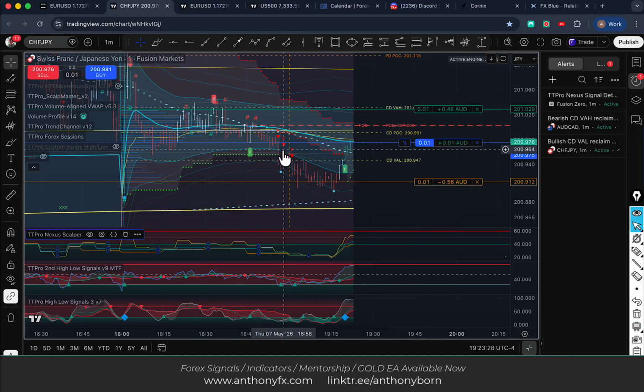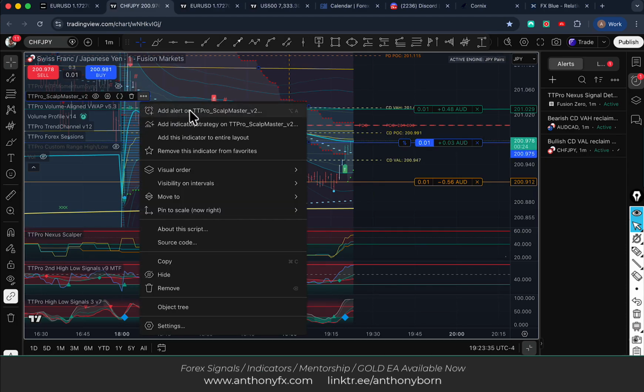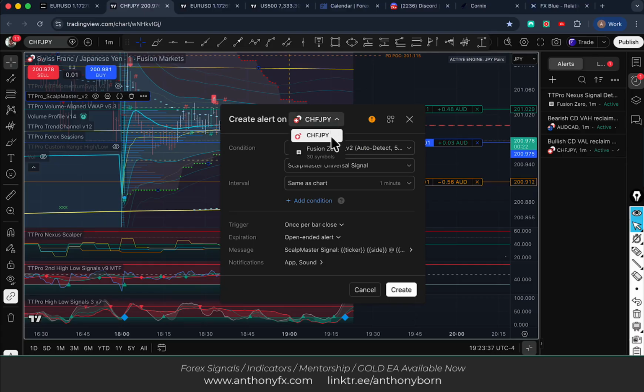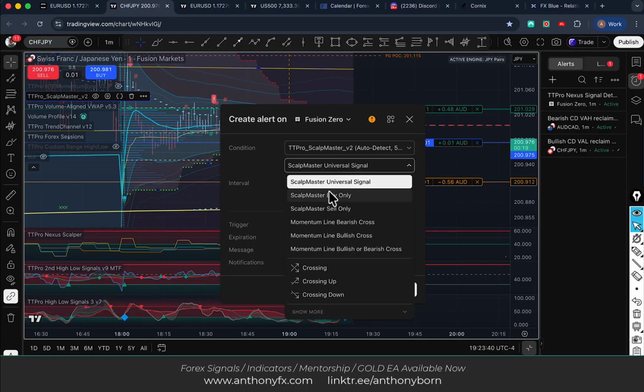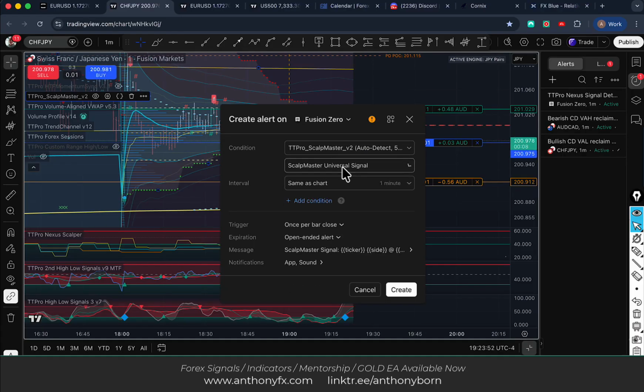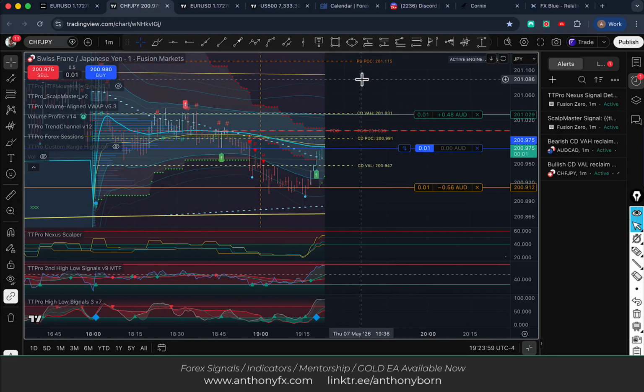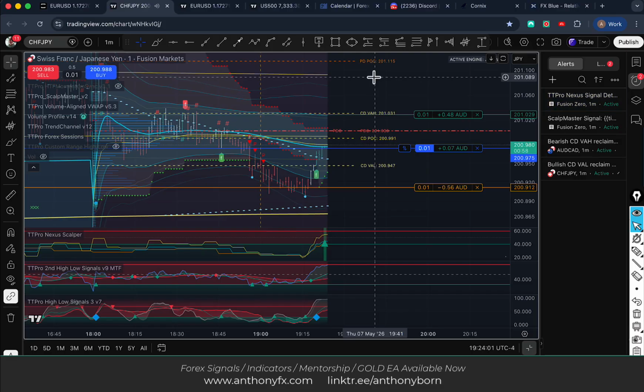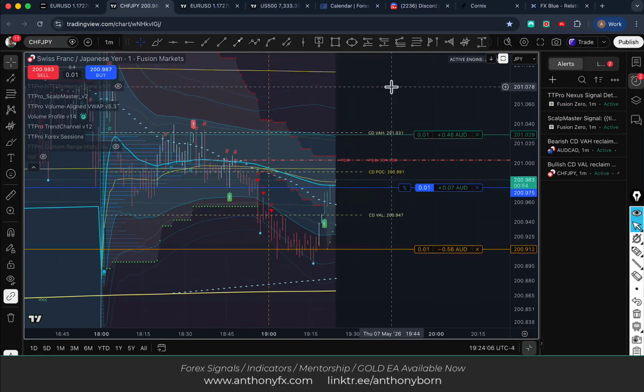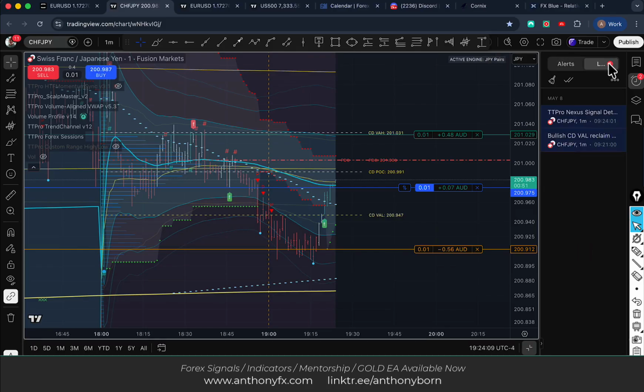And the other signal that I really like is the P, the Scalpmaster. So I'm going to do the same thing. I'm going to set up the Scalpmaster alert to go off on everything, and it's going to be either buy or sell. All right, we'll just go universal. Once per bar close, create. And what I really, really want to do with these is bring my stop loss to break even. I'll just double click that. Bring my stop loss to break even really quickly, because, for example, see this P alert here.